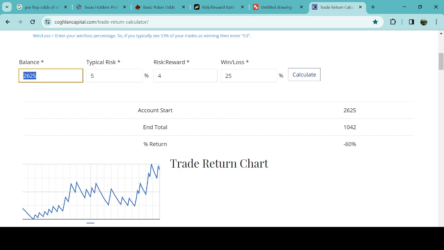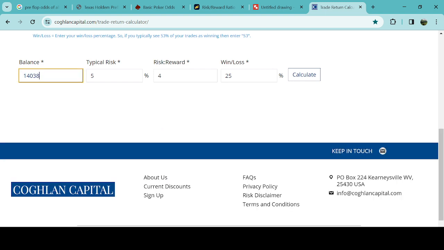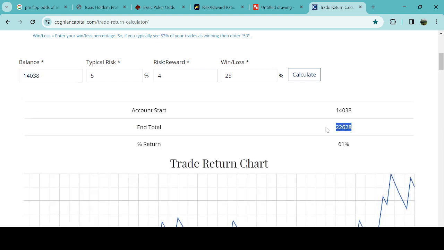You might be thinking, wow, this is crazy. Why would I do this? I'm going to show you. Stick with it. After another 100 trades, 104% on the account. Another 100 trades, 104% on the account. Another 100 trades, 225% on the account. Another 100 trades, 60% on the account.